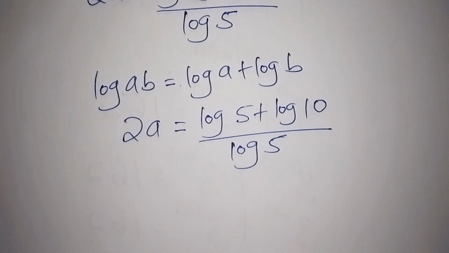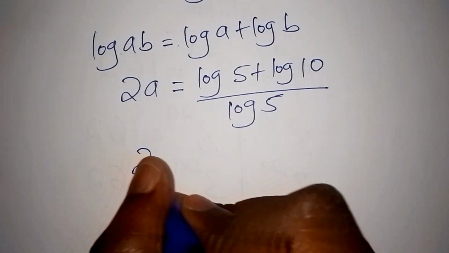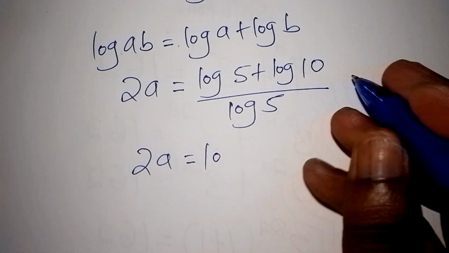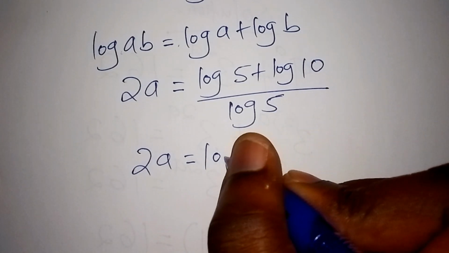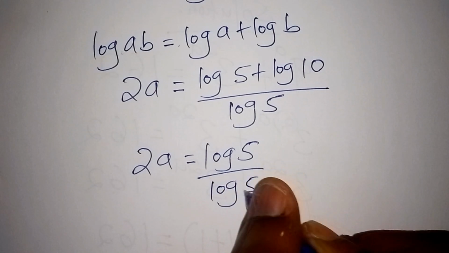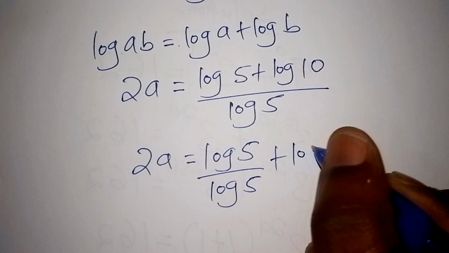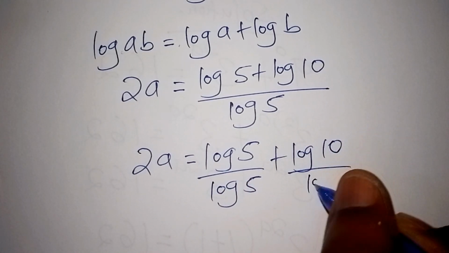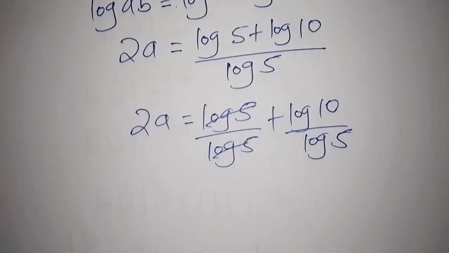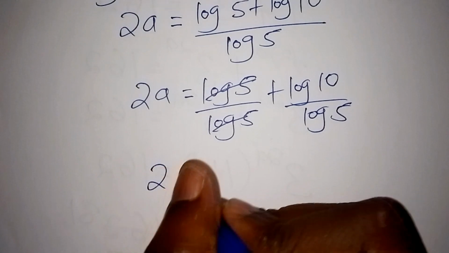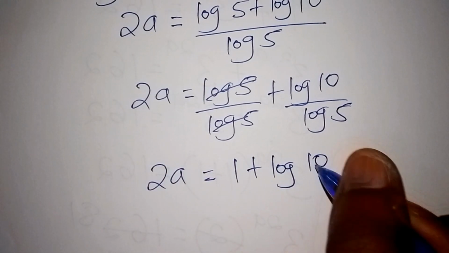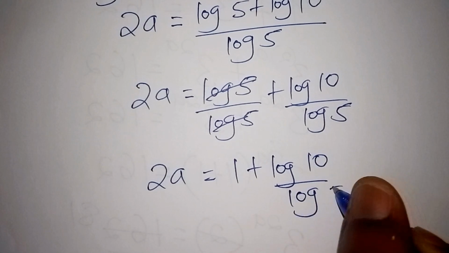So now we shall have 2a equals to, so we shall use the log of 5 to divide both sides by the log of 5. So now we shall have the log of 5 all over the log of 5, then plus the log of 10 all over the log of 5. So the log of 5 and the log of 5 shall cancel. So our 2a is equals to 1 plus the log of 10 all over the log of 5.